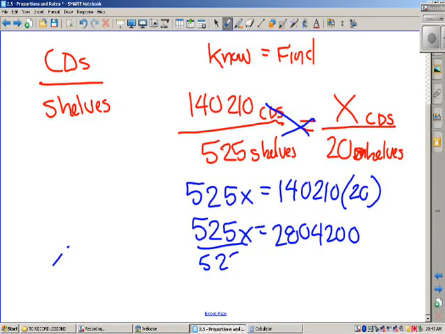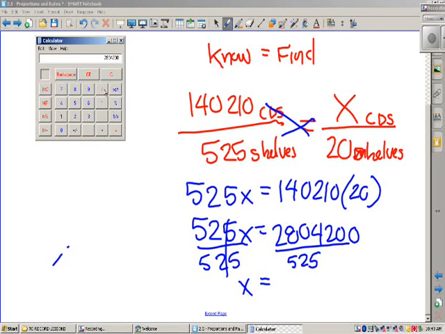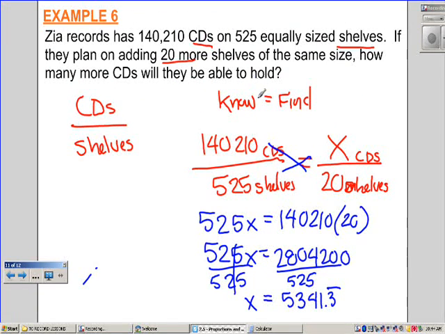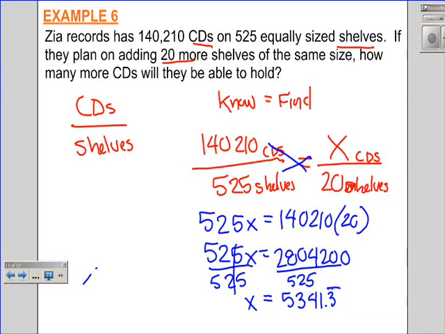I'm going to divide both sides by 525. So x equals 2,804,200 divided by 525, and I get 5,341.3 repeating. But the question said, how many more CDs will they be able to hold? Can I hold a third of a CD? No, so that's not going to be part of my answer. So my answer is that I can hold 5,341 more CDs.